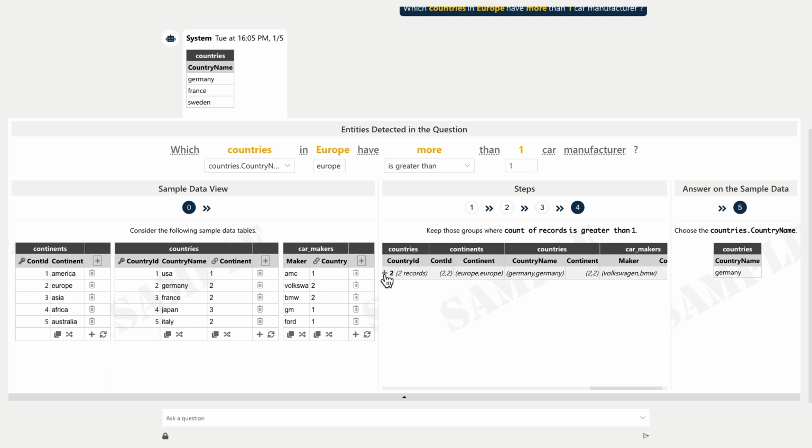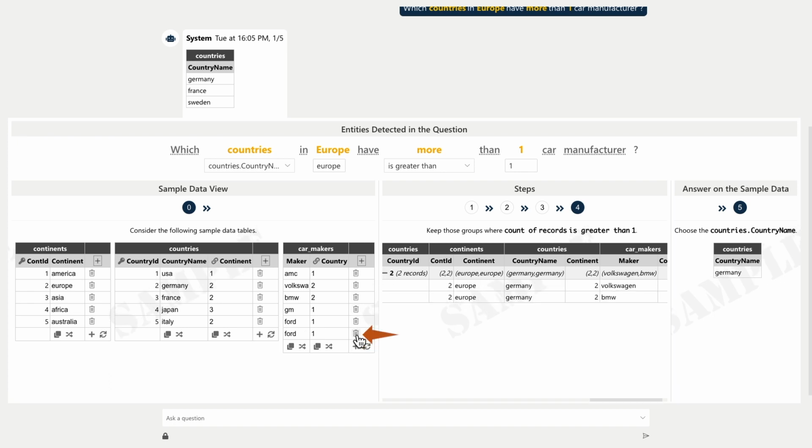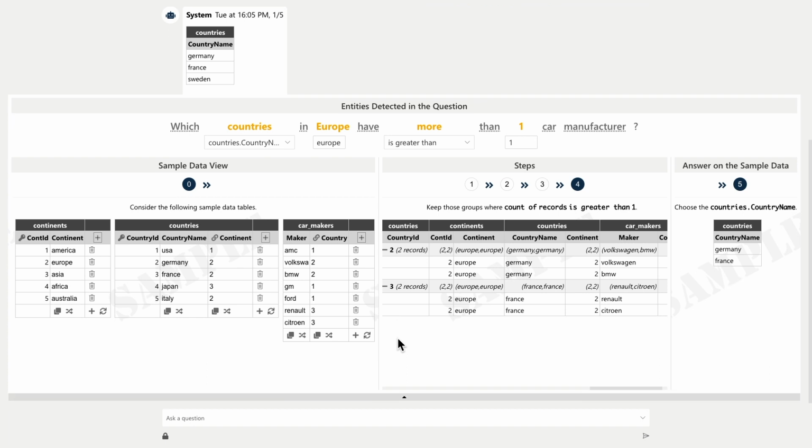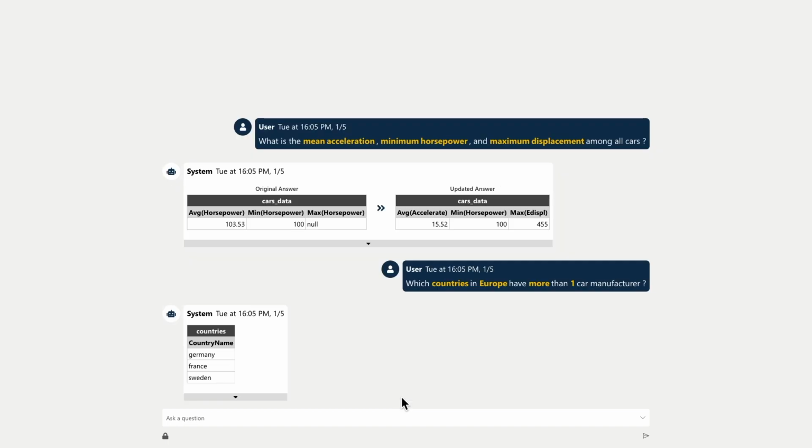To confirm their assessment, they insert two new car manufacturers from France in the sample database. This updates the subsequent steps, including the final answer, which now also displays France. With this positive test, they are now more confident of the original answer. It is worth noting that modifying the sample data does not modify the production data. It is a new, smaller database created only for debugging.